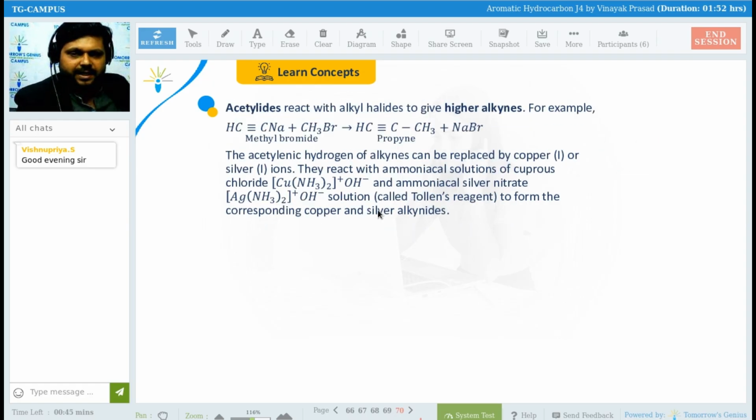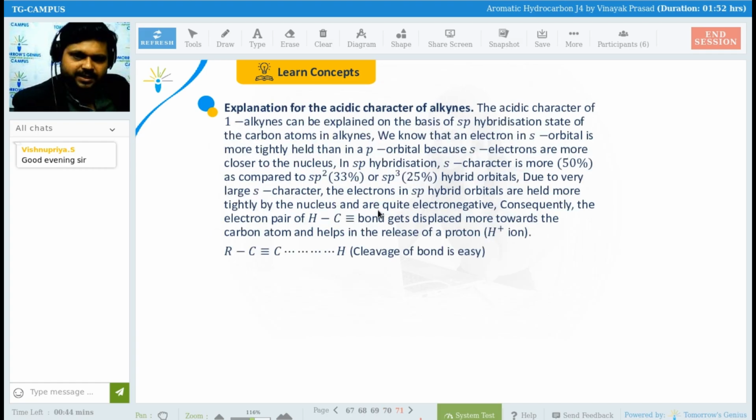See, sodium acetylide reacts with alkyl halides to give higher alkynes. You can see here, sodium acetylide with CH3Br, right? So it will give the carbon triple bond carbon compound and NaBr. The acetylenic hydrogen of alkynes can be replaced by copper 1 or silver 1 ions. They react with ammoniacal solution of cuprous chloride, right, and ammoniacal silver nitrate solution, called Tollens reagent, to form the corresponding copper and silver alkynides. So we have to learn these chemical reactions, right?